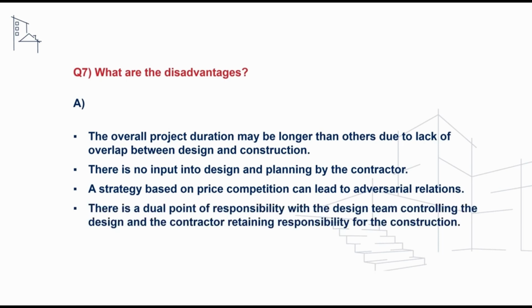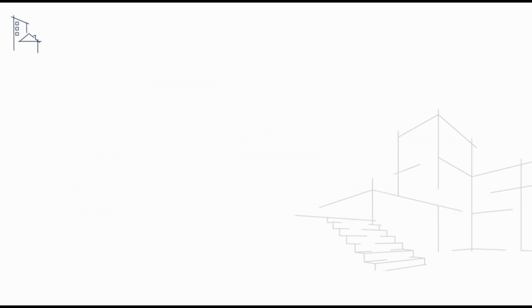There is also a dual point of responsibility, with the design team controlling the design and the main contractor retaining responsibility for the construction. We'll now take a look at some questions on the design and build procurement route, and a basic level 1 question we may receive is, what is design and build procurement?